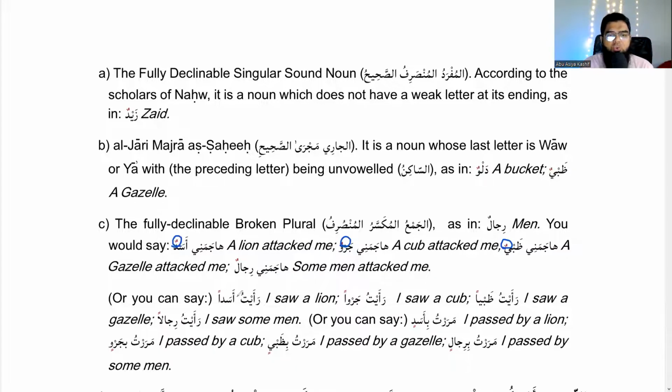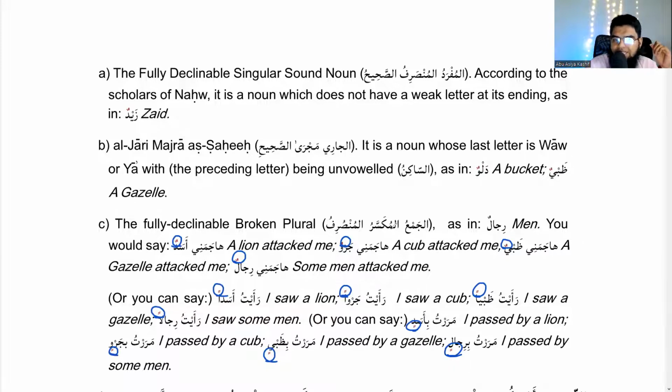Or you can say ra'aytu asadan. So fatha, right? I saw a lion. Ra'aytu jarwan, I saw a cub. Ra'aytu rabyan, I saw a gazelle. Ra'aytu rijalan, I saw some men. Or you can say, marartu bi asadin, I passed by a lion. Marartu bi jarwin, I passed by a cub. Marartu bi rabyin, I passed by a gazelle. Marartu bi rijalin, I passed by some men.